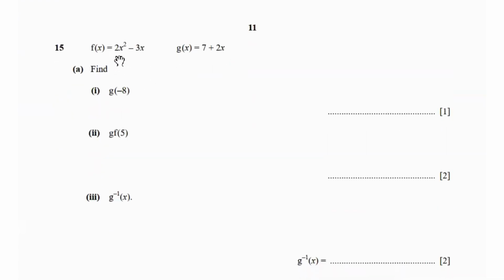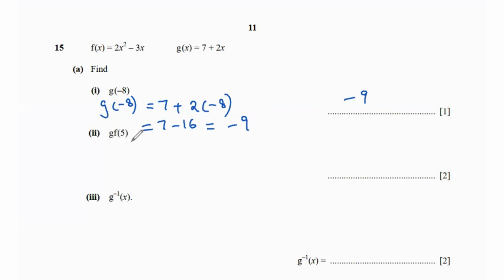Then it says the function f of x equals 2x squared minus 3x and g of x equals 7 plus 2x. Find g of -8. So we just replace x with -8 in the function. So -8 over here. So 7 plus 2 times -8. 7 minus 16 is going to be -9.